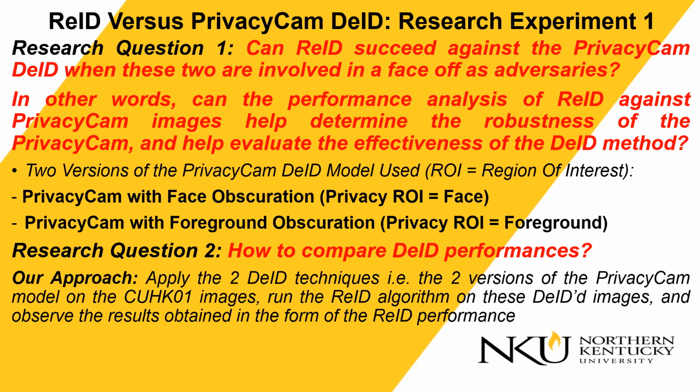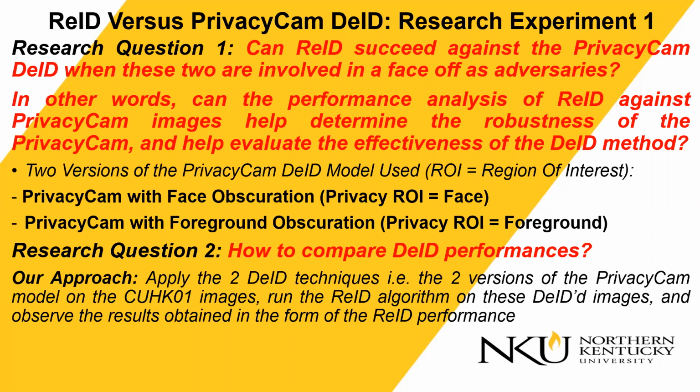So I would like to mention over here quickly, as seen in this slide, there are two versions of this Privacy Cam de-identification model that I've used in this experiment, which is based on the region of interest or the ROI. The first one is where the face obscuration is applied. That means the privacy ROI is the face. And the other one is where the foreground obscuration is applied, where the privacy ROI is the foreground. And as another second research question, we also tried to see whether we can compare these two different versions of the Privacy Cam de-identification model using our ReID validation technique.